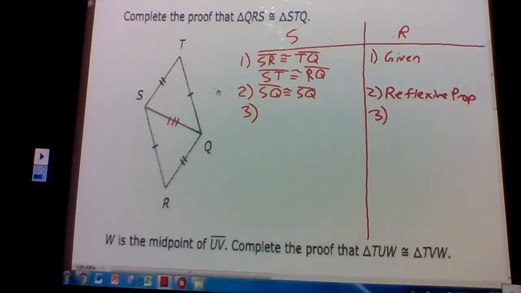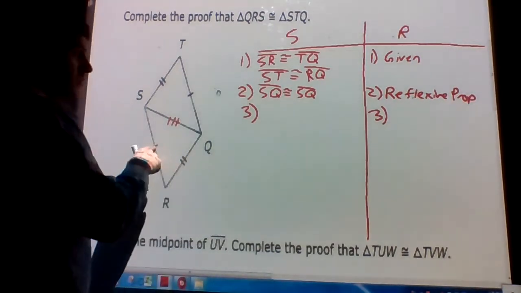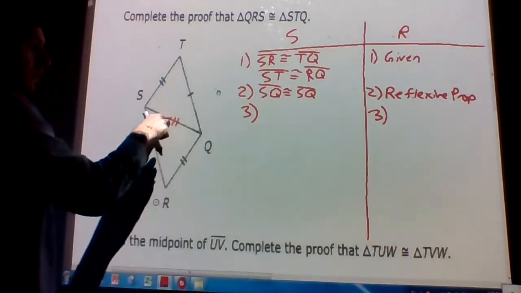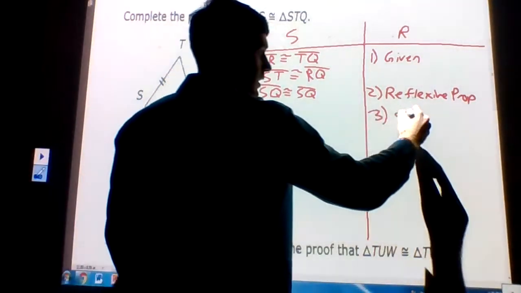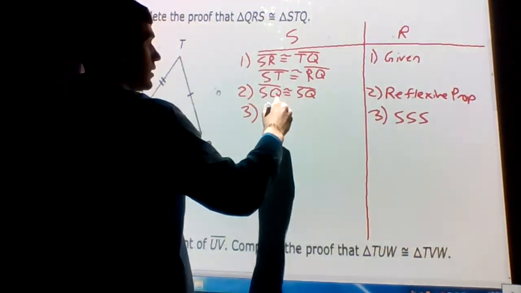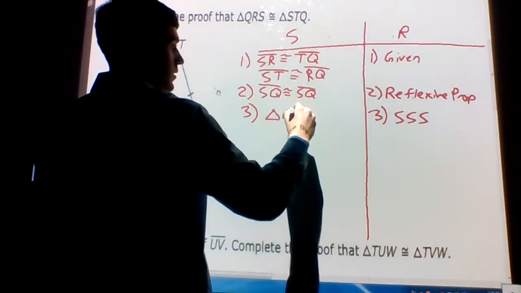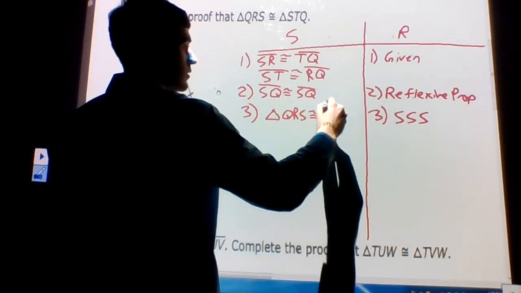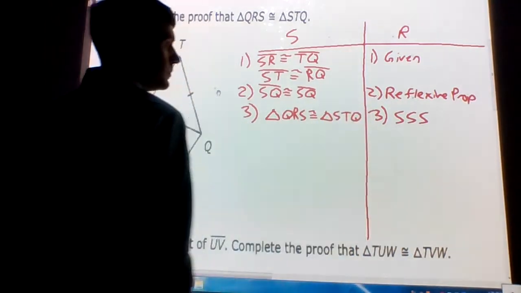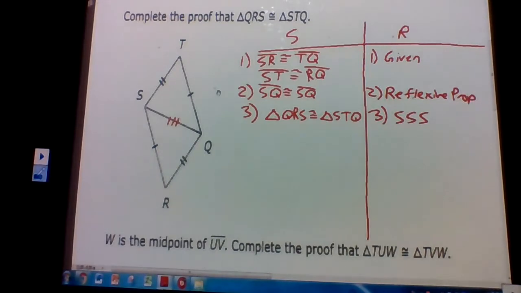Okay, so now we want to show that triangles are congruent. So we have 1 pair, 2 pair, 3 pair of sides. So we can use side, side, side, show that triangle QRS is congruent to triangle STQ. And we're done. On to number 2.